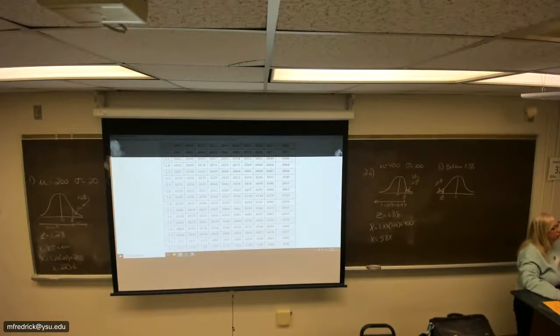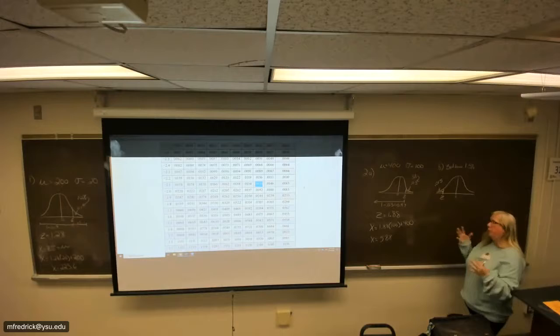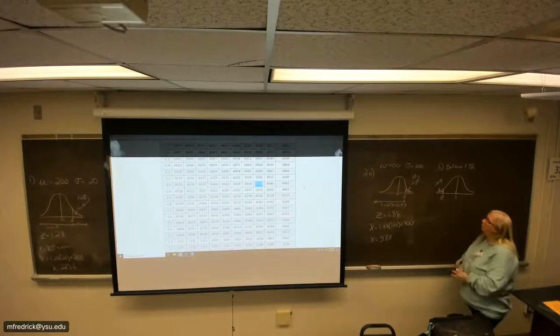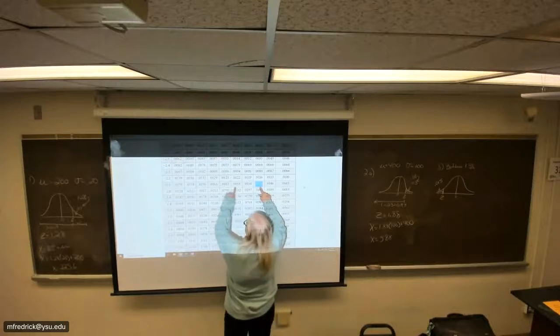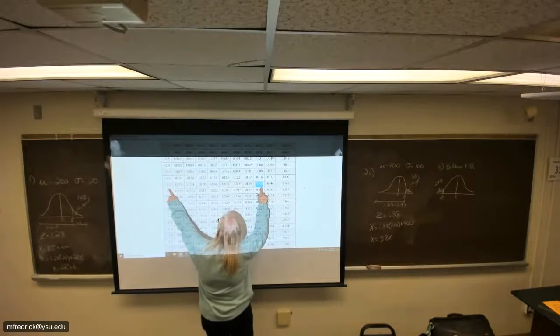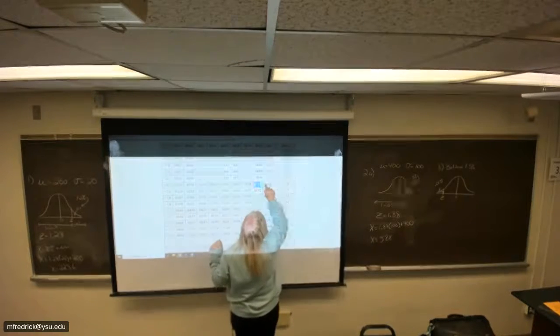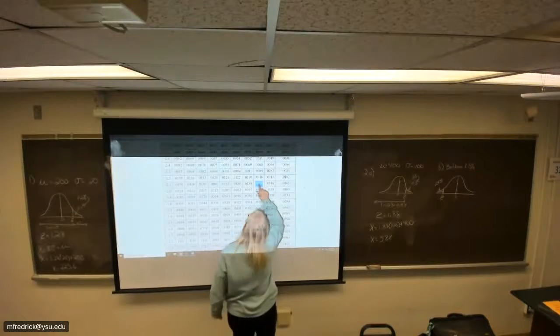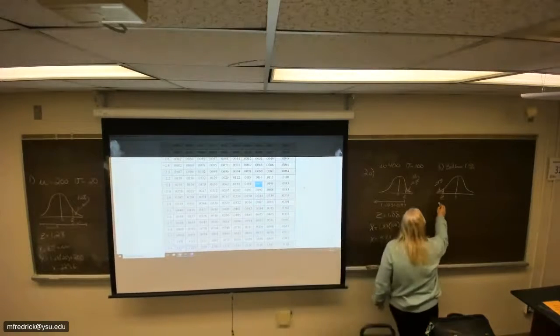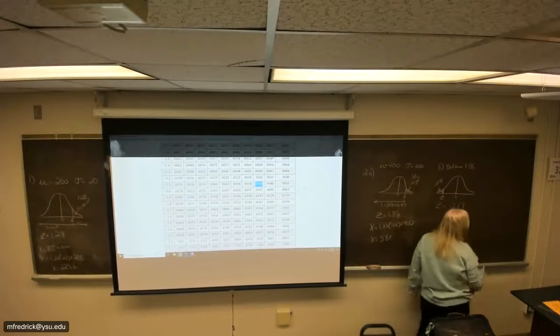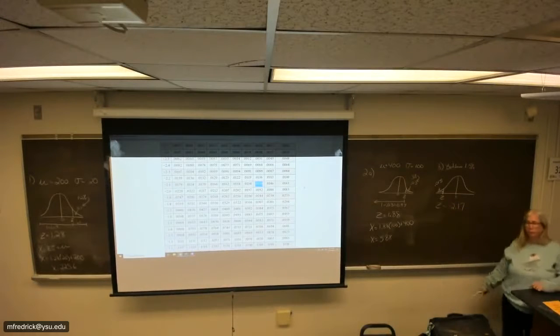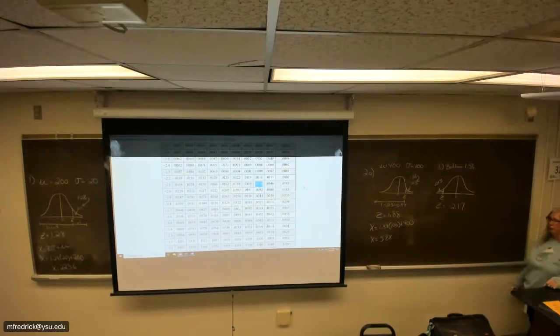Oh, it's actually right there. It's exact. So sometimes they will be exact, which is nice. I took some from the book hoping it would. So 0.015 is exactly there. So it's a negative 2.17. Any questions on getting the value?